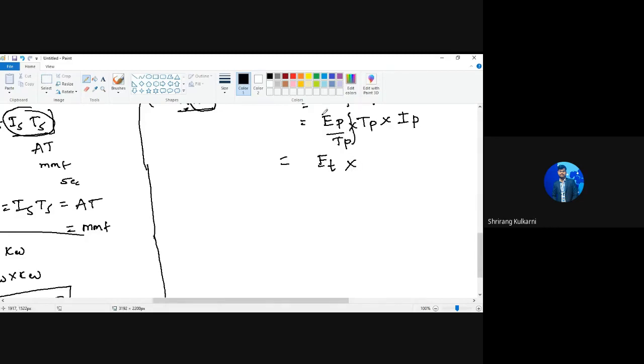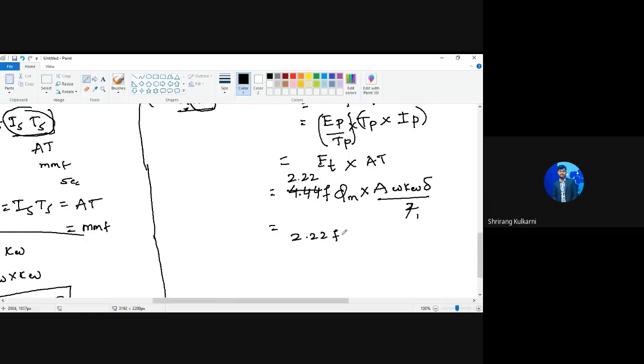Now this part, it is just like ET. What about IP TP? IP TP is nothing but AT, the MMF. Substitute those equations: 4.44 frequency and flux. In place of AT, what can you replace? It is AW, KW, delta by 2. Now cancel the 2s, and it is 2.22. So we get the equation 2.22 frequency, flux, AW, KW, delta.